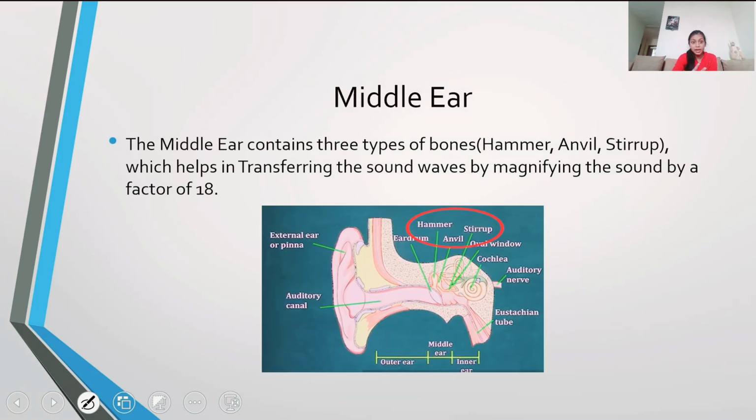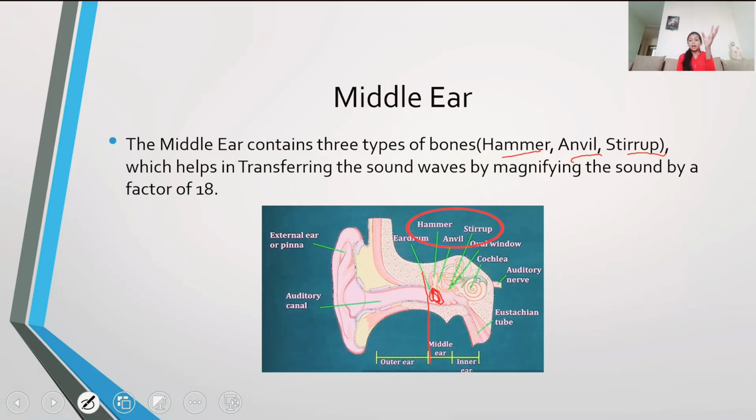Okay, so next is the middle ear. The middle ear contains three types of bones, that is hammer, anvil, and stirrup, which help in transferring the sound waves by magnifying the sound by a factor of 18. So over here when the eardrum is vibrating, it will send its vibration to the middle ear. Till here it was the outer ear. Now when it goes to the middle ear, what will happen? The vibration will be sent from the eardrum to the middle ear, which contains these three bones, that is the hammer, anvil, and the stirrup.